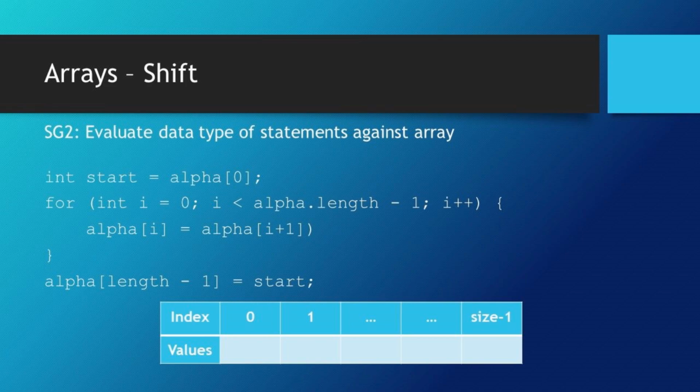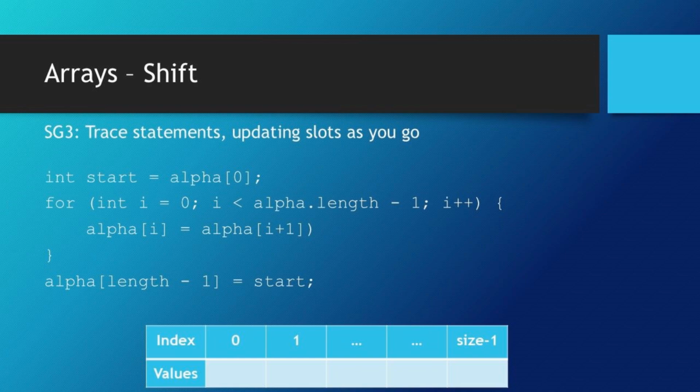Inside the loop, we have the statement alpha sub I is equal to alpha sub I plus 1. For the loop bounds, I will go from 0 to less than alpha.length -1, or to the value alpha.length -2. So for alpha sub I, the indices would go from 0 to alpha.length -2, and for alpha sub I plus 1, the indices would go from 1 to alpha.length -1, all of which are legal. So all of the indices in the array are valid, and all assignment statements are valid.